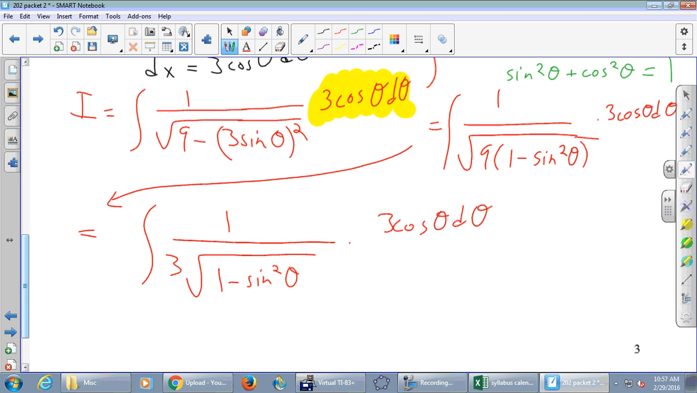That's the key. This equals the integral of 1 over 3 times the square root of, lots of copying, 1 minus sine squared, which we just said is cosine squared. And copy everything else.